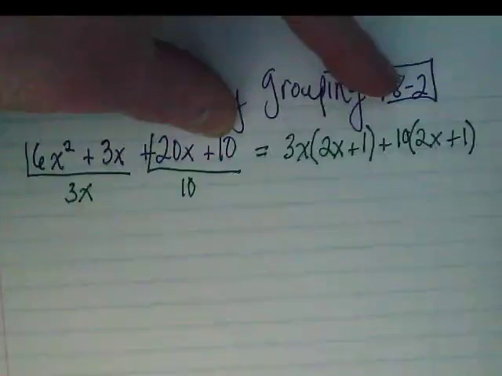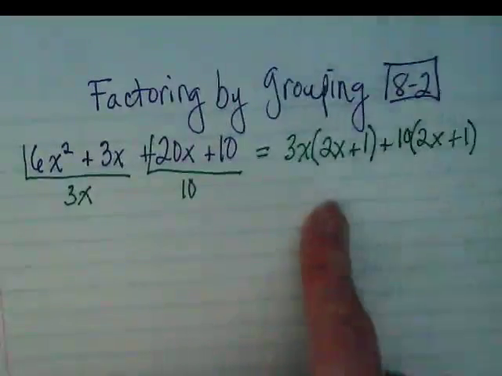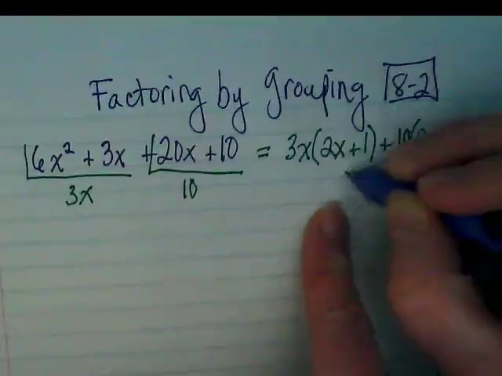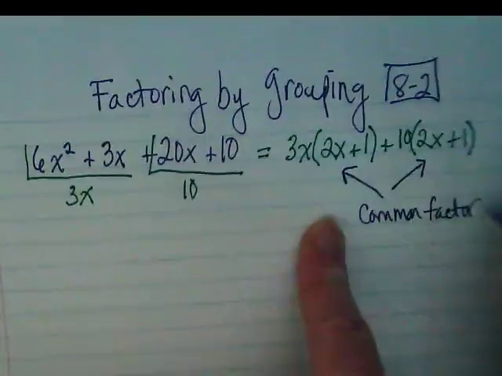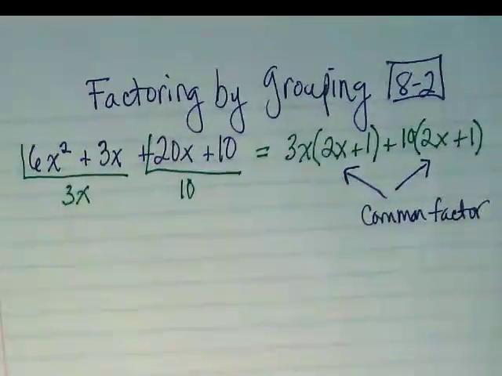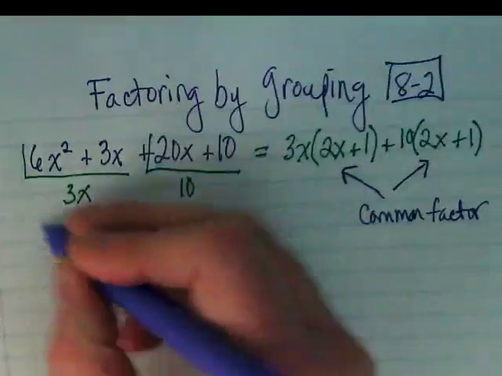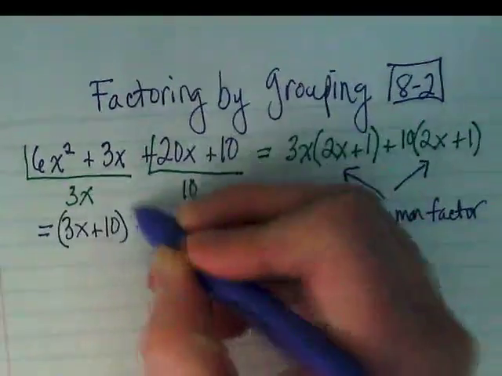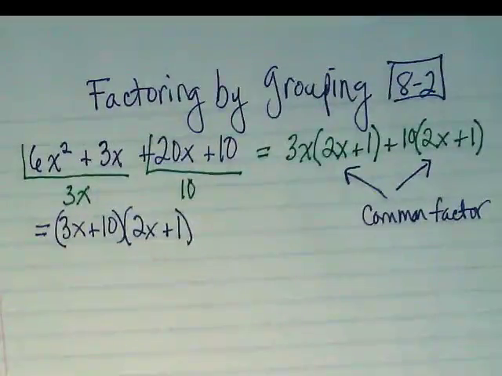What do you notice about the parentheses? They're the same. That means that these, and I do want you to draw this, use your pencil, these two here are what's called a common factor because they're the same. That means that we can rewrite this as equal to 3x plus 10 times 2x plus 1. And this is where the claw method comes in.